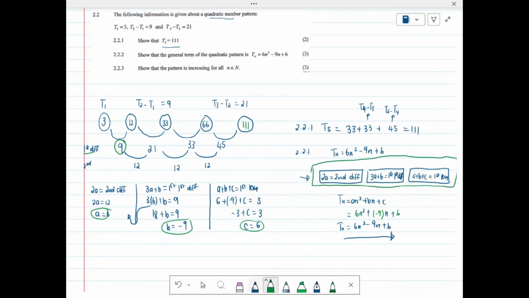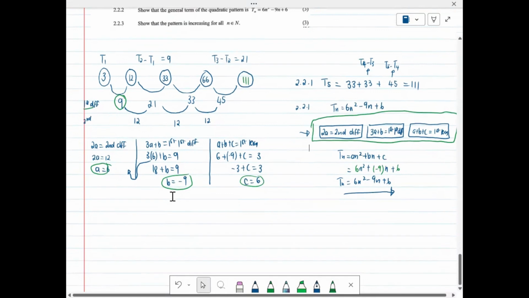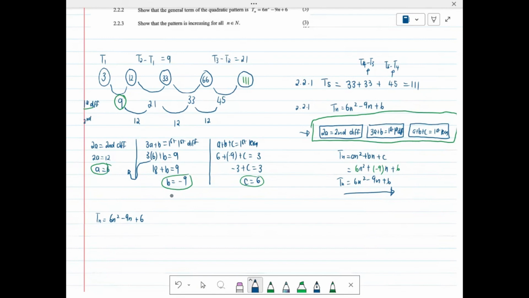Let us have a look at the last question. It says, show that the pattern is increasing for all Tn. So if we didn't calculate the general term correctly, it's fine. We can still use the formula that they've given us. And to calculate if it's increasing, that's telling us that we are looking at derivatives. And in terms of derivatives, we are looking where the derivative is positive.